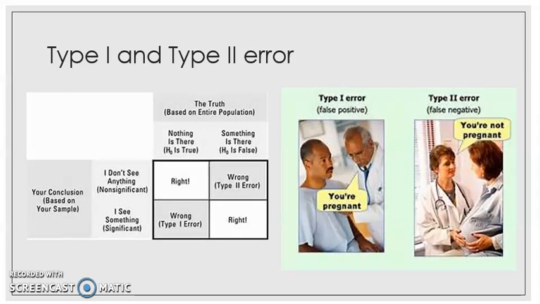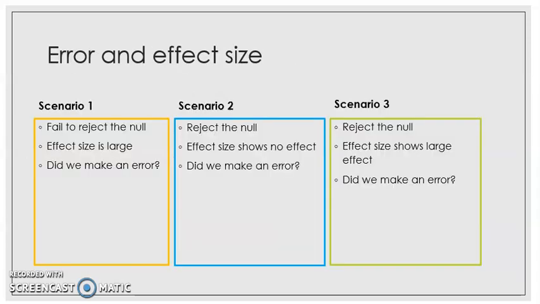So a type 2 error connects with I initially say that I failed to reject the null. I initially say I'm not seeing anything, and in reality I should have. And so in this cartoon you can see the woman is pregnant, but yet the doctor is saying you're not pregnant. All right, so let's connect this back with our hypothesis testing and effect size. So I'm going to go through 3 scenarios and we're going to figure out, do these things match and make sense, or is it a case where we've made an error?